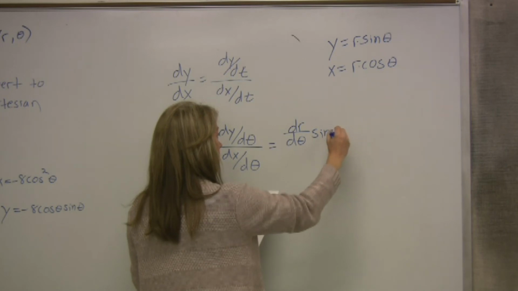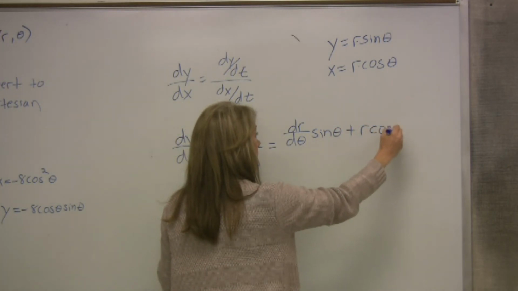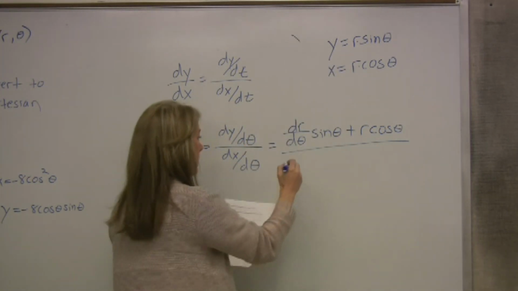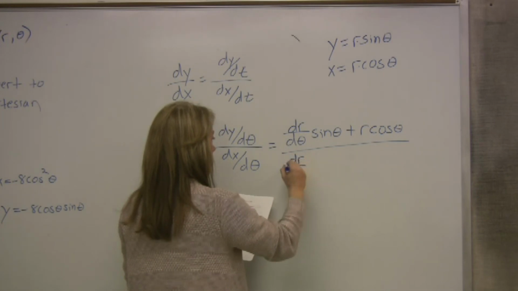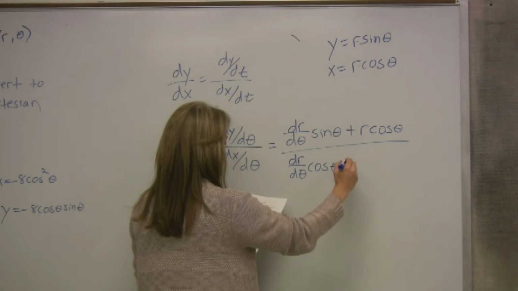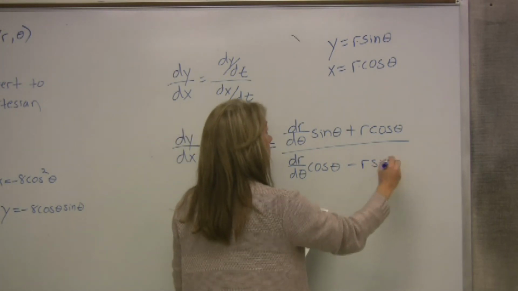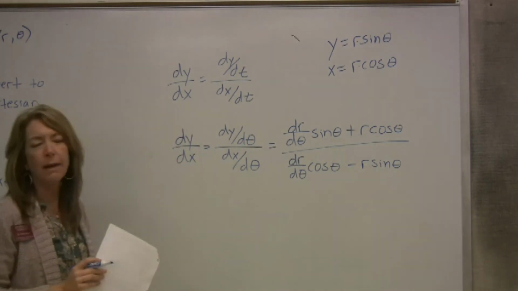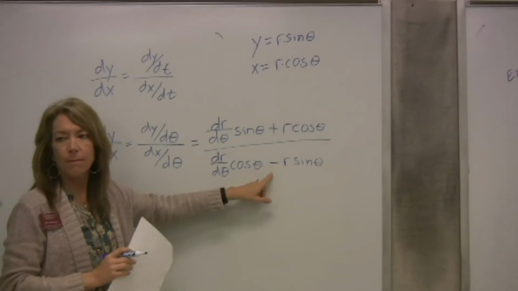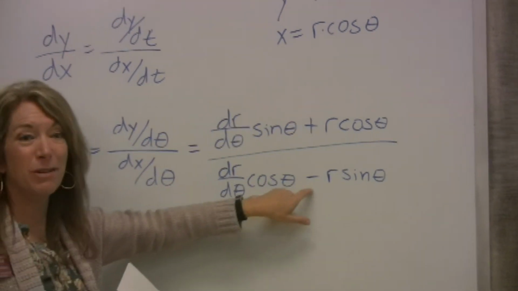There's the derivative of the first times the second, plus the first one times the derivative of the second. That's the product rule on this guy. And the product rule on the other one, minus r sine theta. Where did minus come from, you think? Down here. The derivative of cosine is negative sine. That's where that comes from.